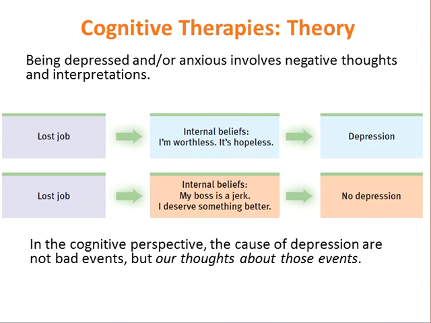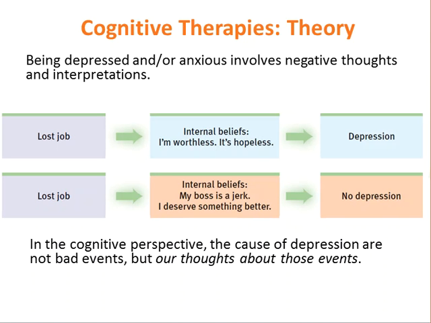Let's continue our conversation on therapies by looking at cognitive therapies. Being depressed and/or anxious involves negative thoughts and interpretations. For example, if one loses a job, they may determine the reason behind it as being an internal factor such as "I'm worthless" or "it's hopeless." Such interpretations lead to depression.